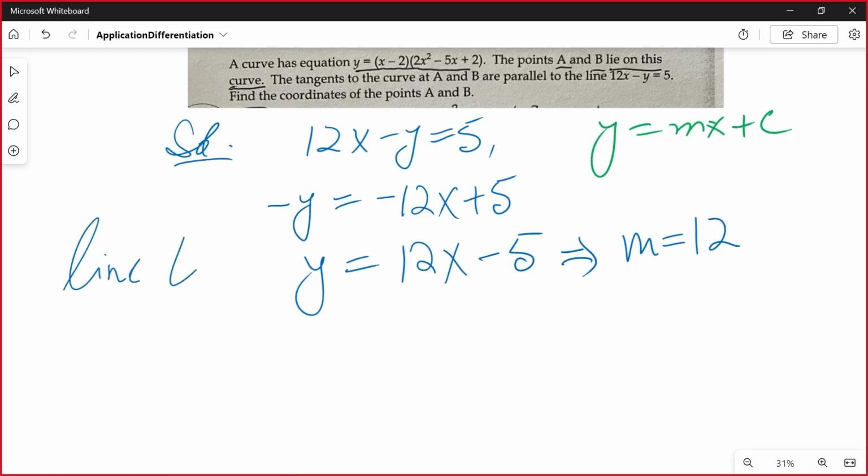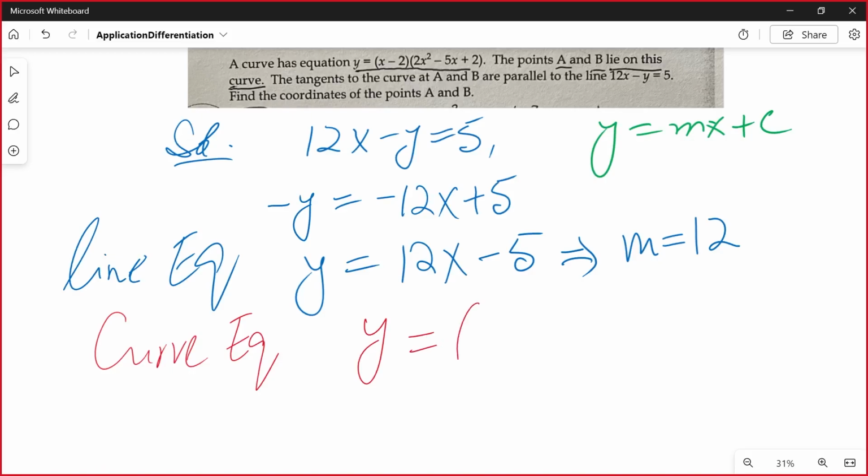Now we go for a curve equation because it also has y. I'm now writing it in another color and saying it is a curve equation, so you should not be confused. This is a different y than this. The curve equation is y is equal to (x minus 2) times (2x squared minus 5x plus 2). Is it clear now?